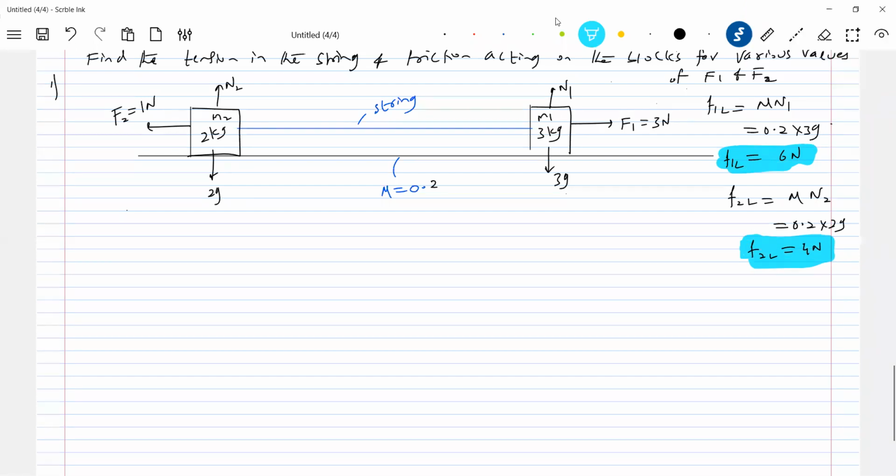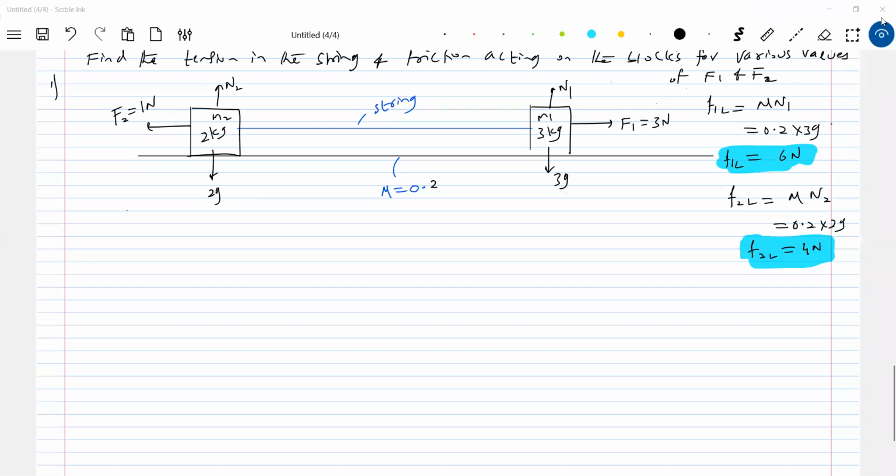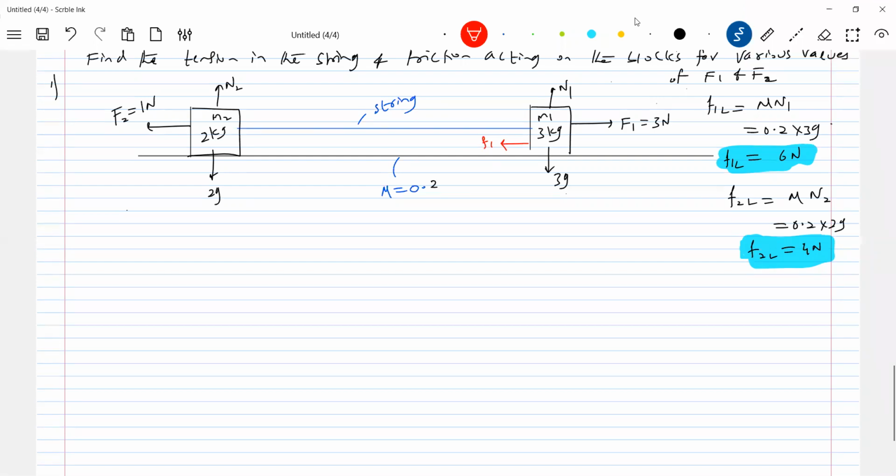First case I give F1 equal to 3 Newton, F2 equal to 1 Newton. So let me check it now. So I applied here 3 Newton. For the 3 kg block to shift, what is the value of force needed? 6 Newton is needed. But how much did we apply? 3 Newton. So what friction will act here? Definitely static friction. So how much should that static friction F1 be? Equal to 3 Newton.